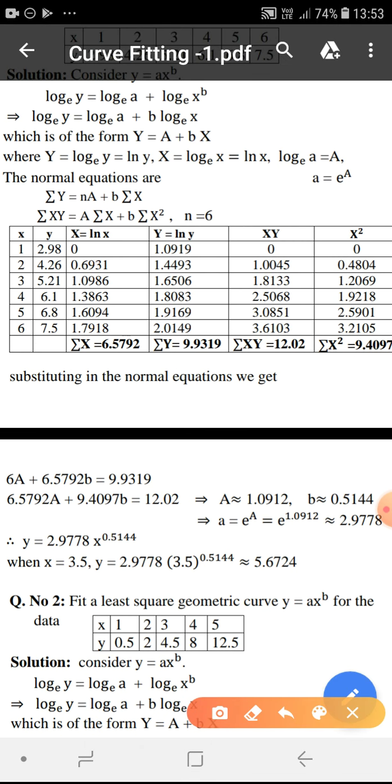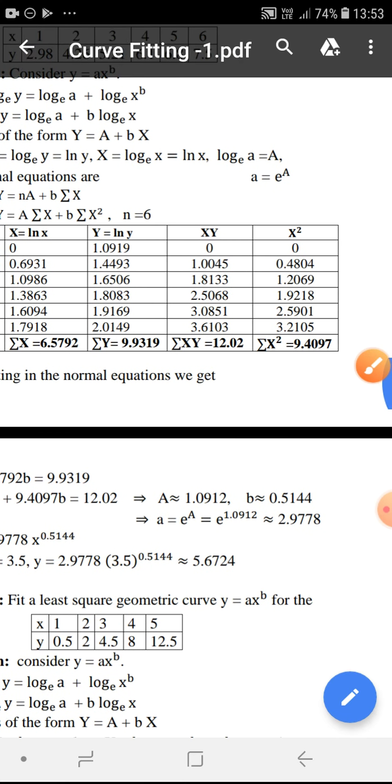The normal equations are already written. Substitute the sums in the normal equations with n equal to 6. You get the normal equations as these two equations: 6A plus 6.5792b equal to 9.9319. Then 6.5792 into capital A plus 9.4097b equal to 12.02.